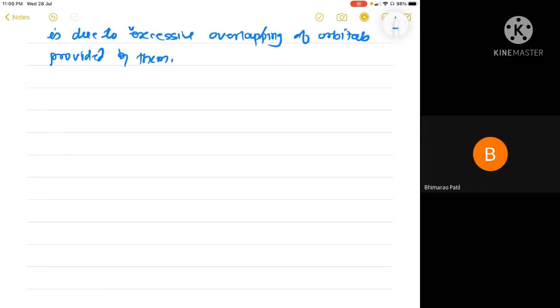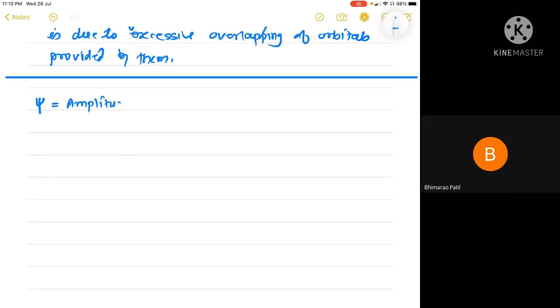Then we discuss here calculation of the coefficient of AOs used in hybridization. Before going to use quantum mechanics for the hybridization concept, we discuss here first some terms involved in quantum mechanics. First, we know what is the psi. Psi gives only amplitude of wave.